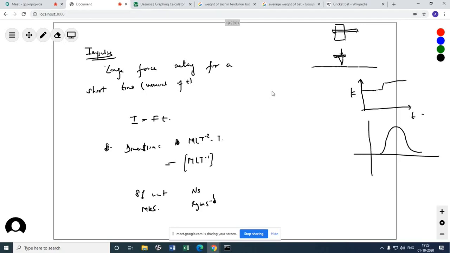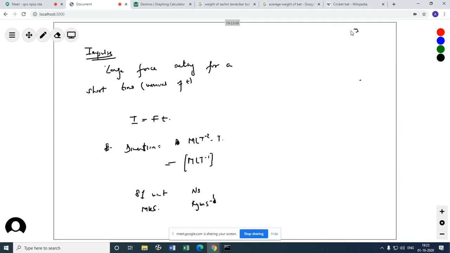Let me teach you a few more things, then I'll come to examples. All this is necessary before the examples, so let me teach all these things first, then I'll come to examples, not before that.